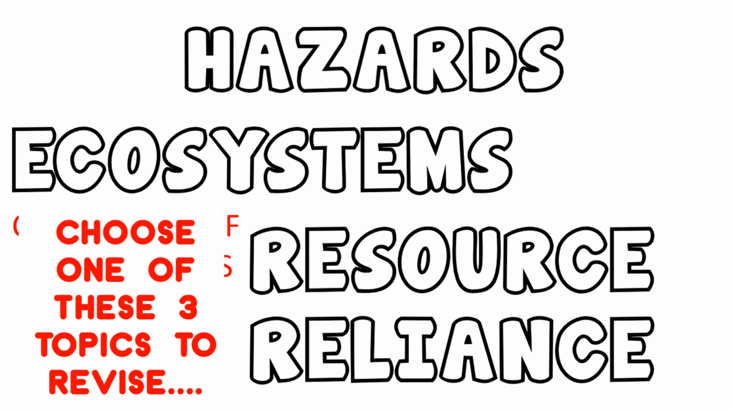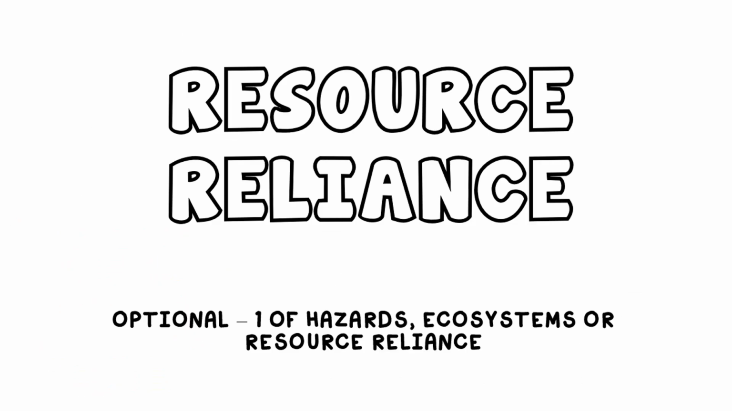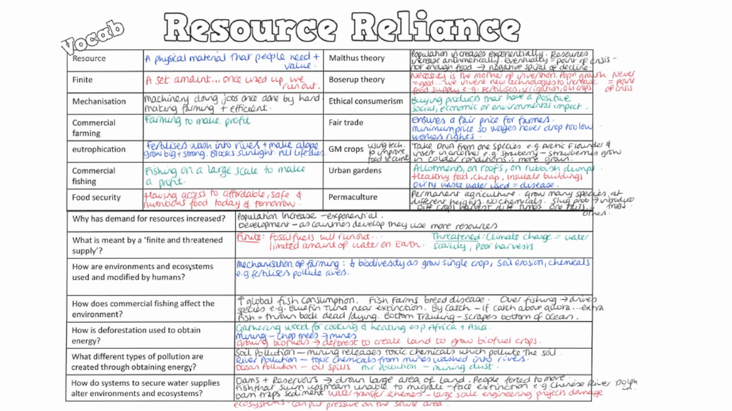So remember, you've got to choose one of hazards, ecosystems, or resource reliance. This is the resource reliance example. So what do we need to know for resource reliance? We've got a certain amount of vocabulary that we need to know. So we need to know what we mean by a resource. A resource is a physical material that is useful to people, that is valuable to people.